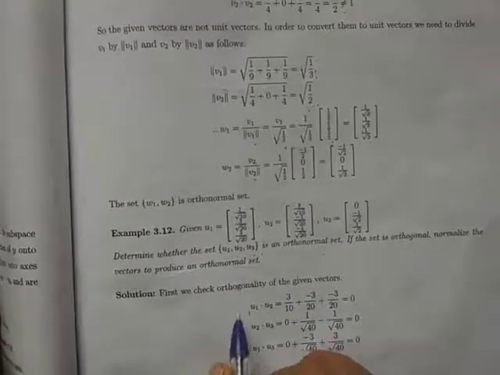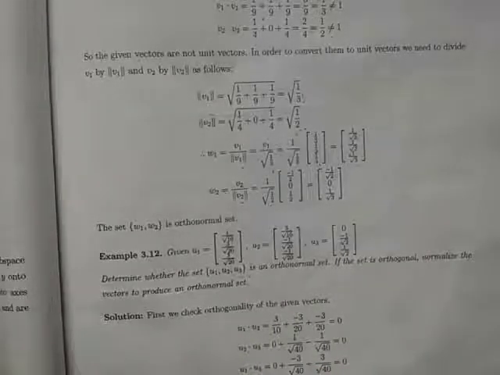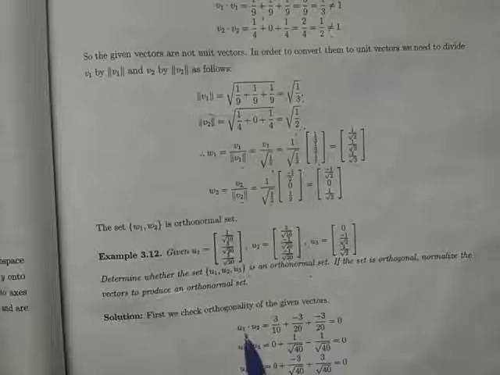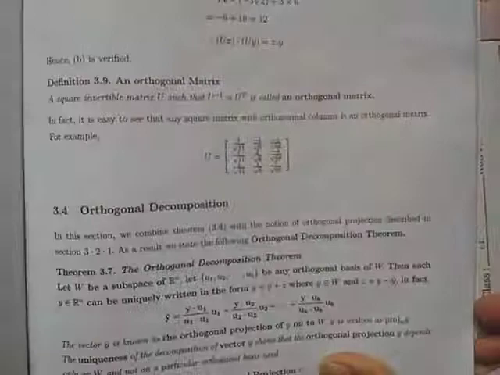First of all, we will check orthogonality of the given vectors. That means we will take the dot product of u1 and u2, next the dot product of u2 and u3, and u1 and u3. u1 dot u2 equals 0, u2 dot u3 equals 0, and u1 dot u3 equals 0. That's why this set u1, u2, u3 is an orthogonal set.